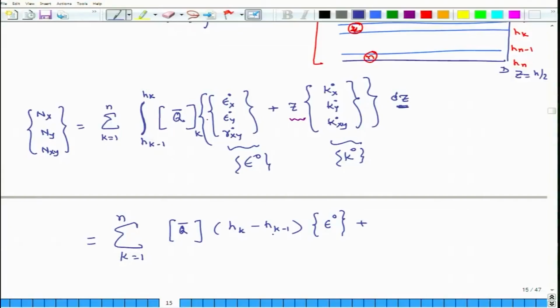How did I get h_k minus h_k minus 1? See, there is a 1 here, you can consider. When I integrate 1 with respect to z, I get z, and when I take the limits z from h_k minus 1 to h_k, I get h_k minus h_k minus 1. And this is for the kth layer. We are still doing this for the kth layer.